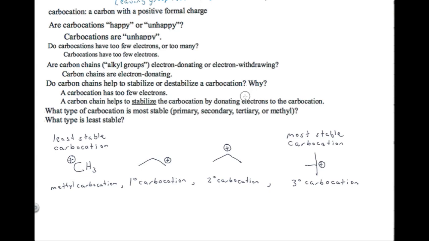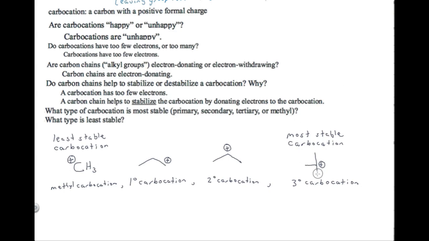Now, we don't draw that spreading or donation of the electrons. We just kind of know about it in our minds. It doesn't change the formal charge. The formal charge is still positive on the carbon, but we should realize that it will be somewhat stabilized by the clouds of electrons on these 3 methyl groups spreading somewhat in the direction of the positive formal charge. How do we know that the clouds of electrons around the carbon chains will spread towards the positive charge? Because we've memorized that carbon chains are electron donating.